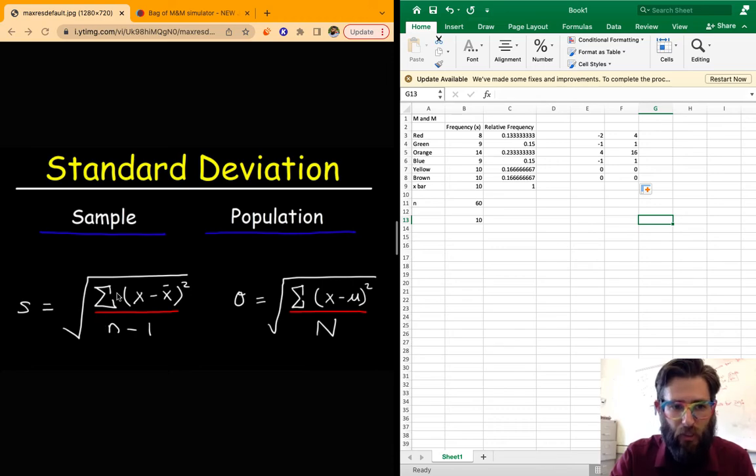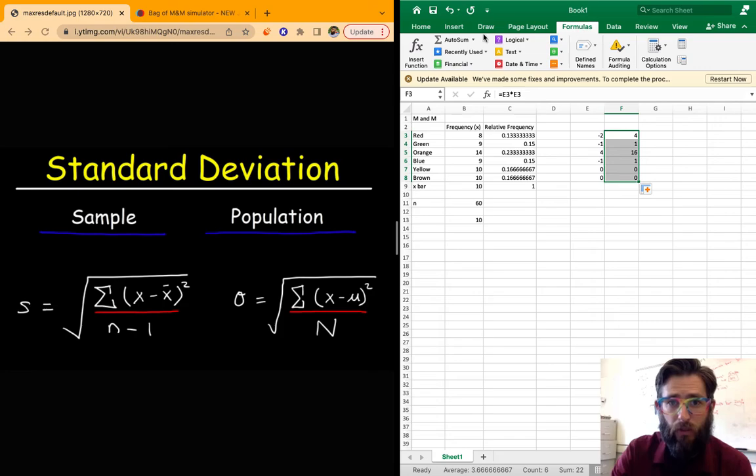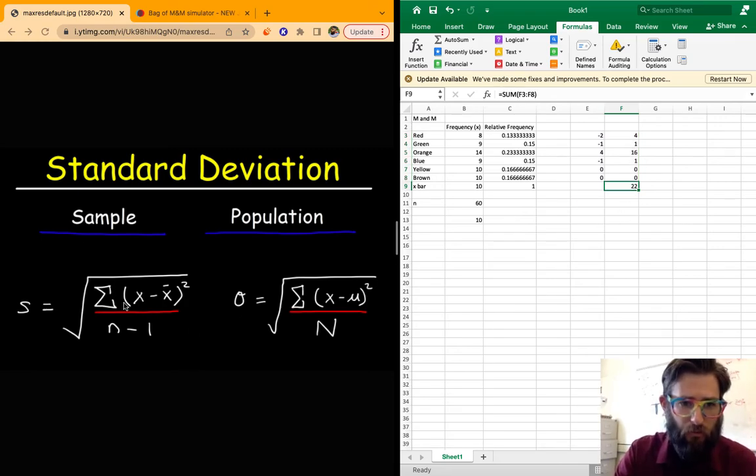Now this notation here, sigma, means summation. So once we've done all the x minus x bar squared, each of those individual computations, we're going to want to take the sum of those values. We're going to highlight all of the elements in that particular sequence, and then go to formula, auto sum. So the sum of those values is equal to 22. Essentially, that 22 in this cell right here is what you have in the numerator.